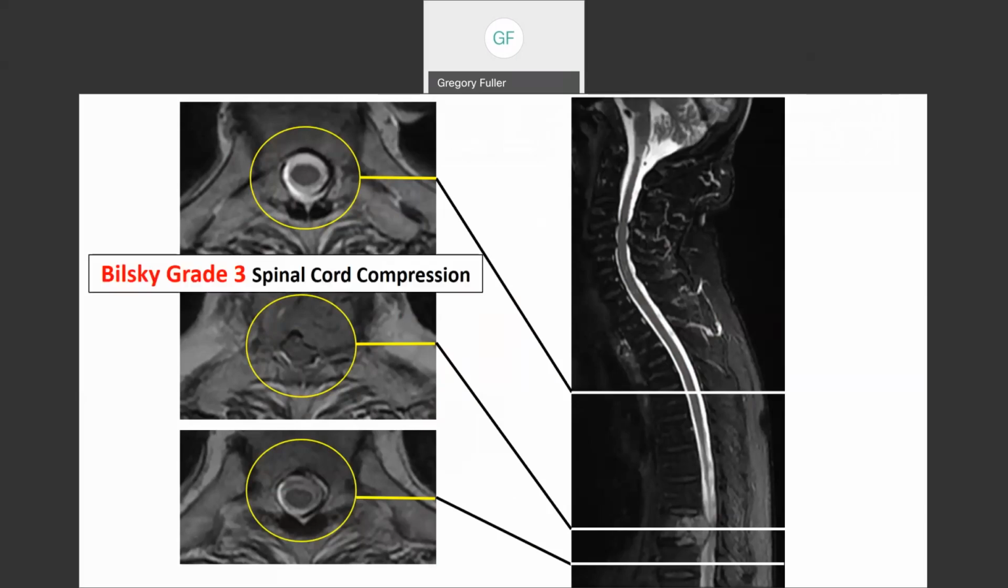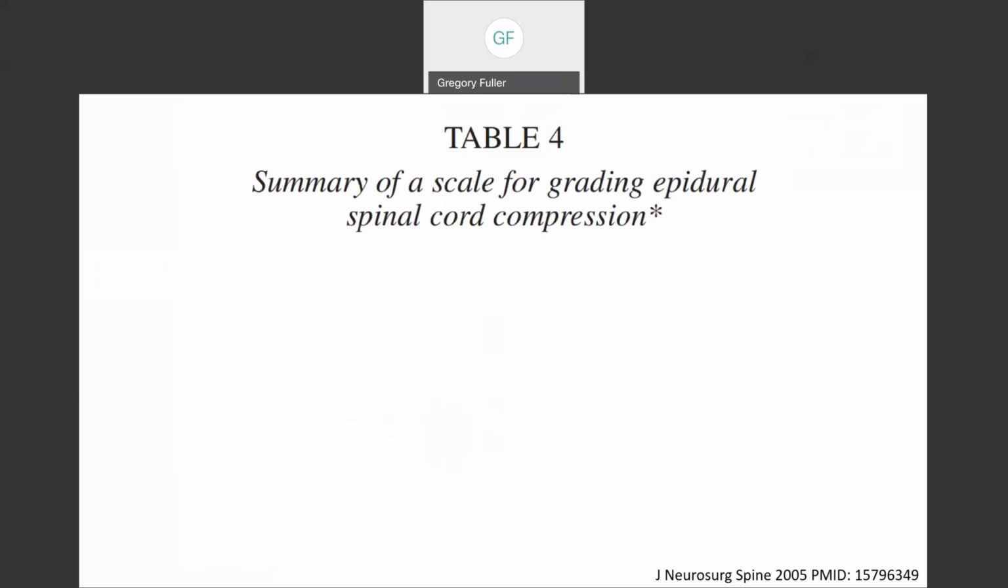Yes, clinical grading schemes. We need to go through it. Here's a great paper in J Neurosurg Spine, one of the papers authored by Dr. Bilsky, 2005. The PMID is down there if you want to look at it. It's a summary of a scale for grading epidural spinal cord compression. So we're talking about epidural tumors, which would grow either in from the soft tissues, like sarcomas and lymphomas, or from metastases to the bone or to the soft tissue, as in the present case.